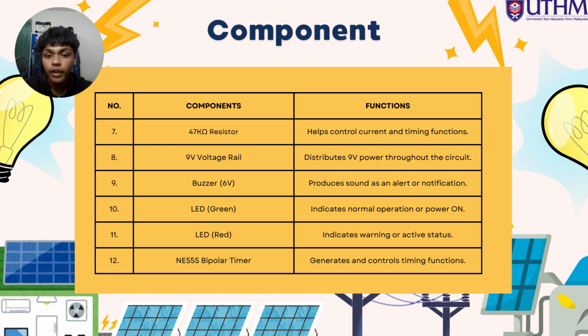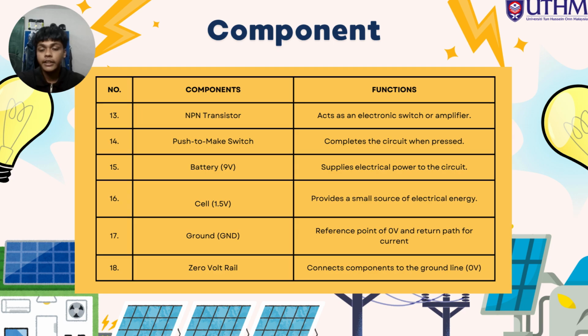And number 12, we have an NE555 bipolar timer to generate and control timing function. Okay, we continue for slide number 3. For the third component slide, at number 13, we have an NPN transistor, whose function is to act as an electronic switch or amplifier. Number 14, we have a push-to-make switch, which completes the circuit when pressed.